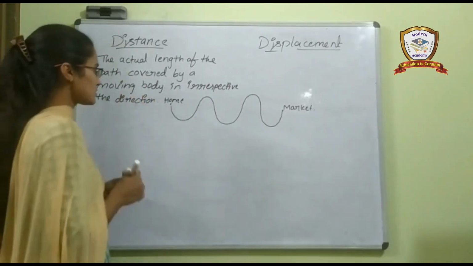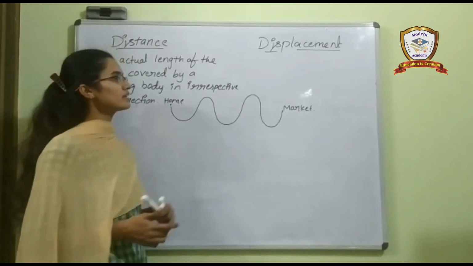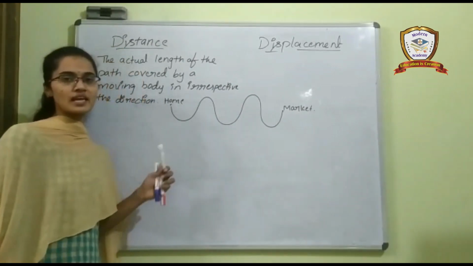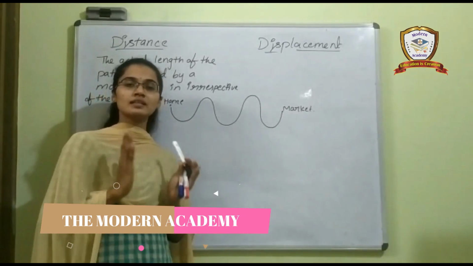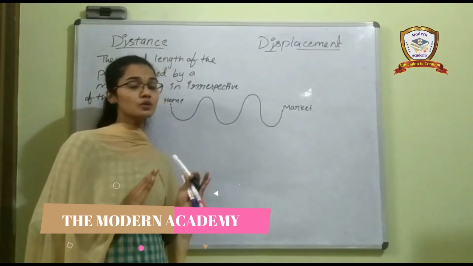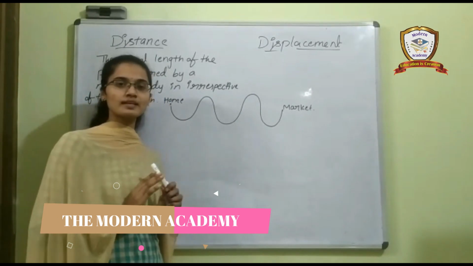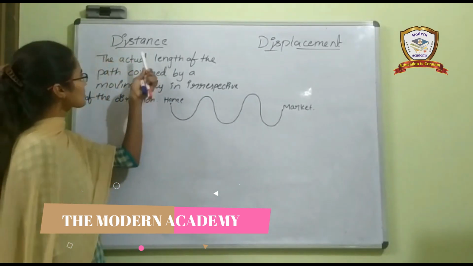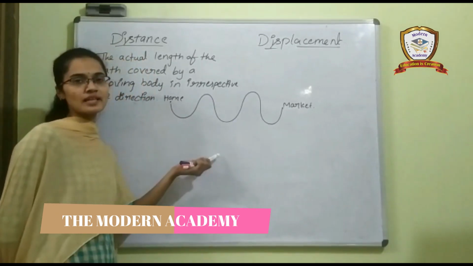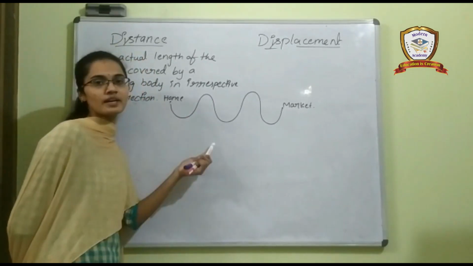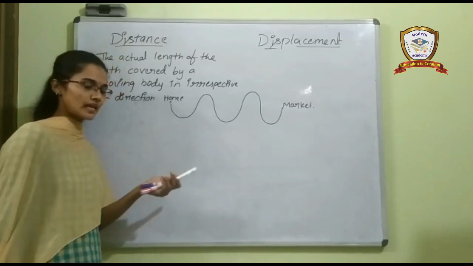Just observe here, is distance a scalar quantity or a vector quantity? It is a scalar quantity. First, what is meant by scalar quantity? A scalar quantity is a quantity which has only magnitude, no particular direction. Here it has a magnitude, that means 5 kilometers, 10 kilometers like that. But it does not have a particular direction. That's why it is a scalar quantity.